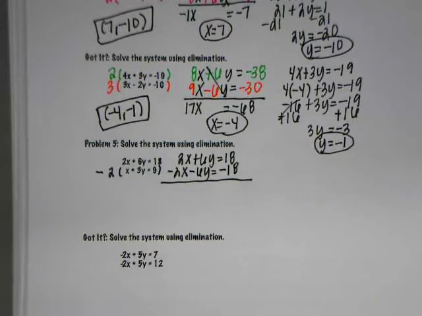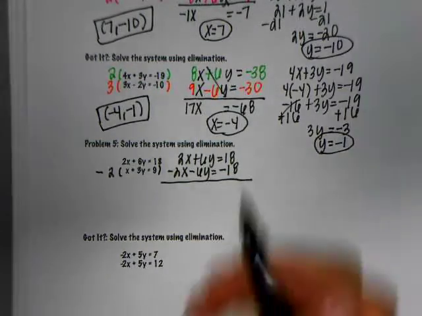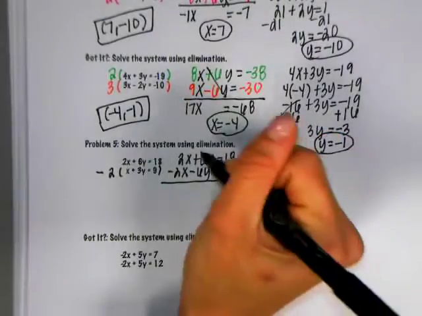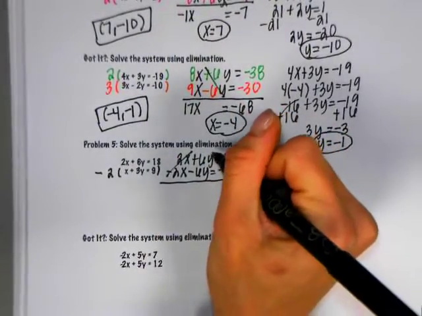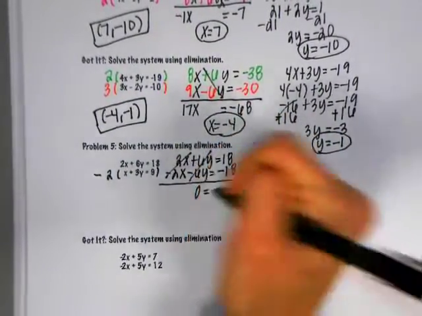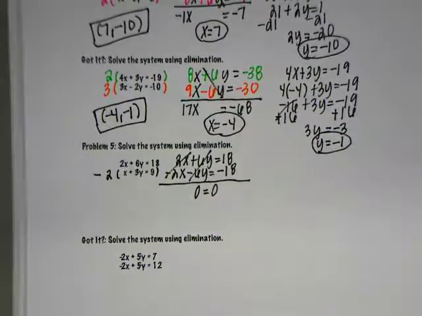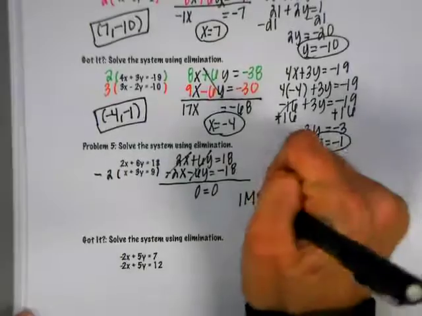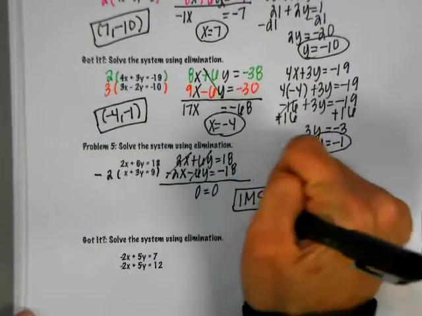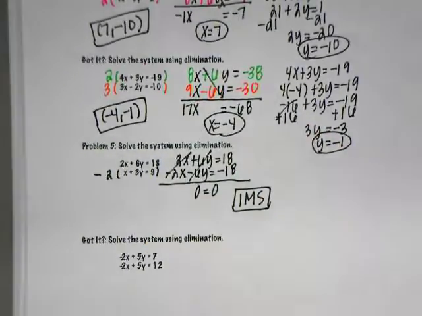Okay, what's 2x minus 2x? 0. What's 6y minus 6y? 0 on that side left. 18 minus 18? 0. Do I have a variable left to solve for? No. Is that true or false? True. 0 equals 0? True. So what's my answer? Yep, infinitely many solutions. Good.